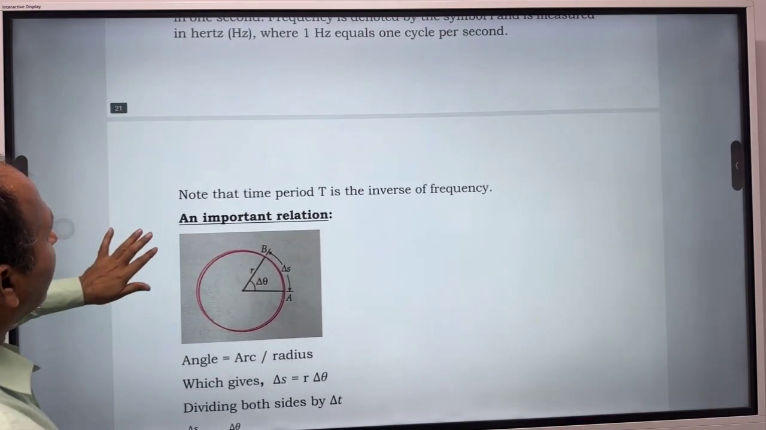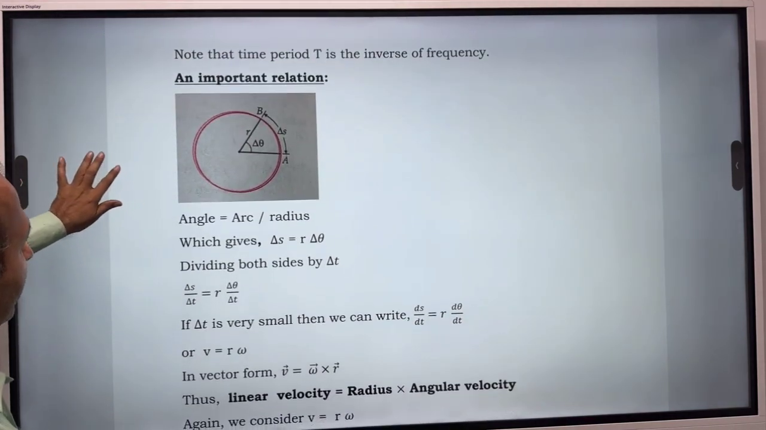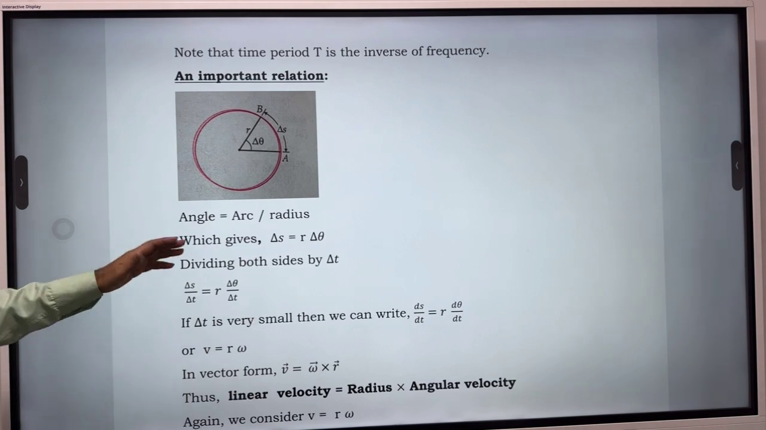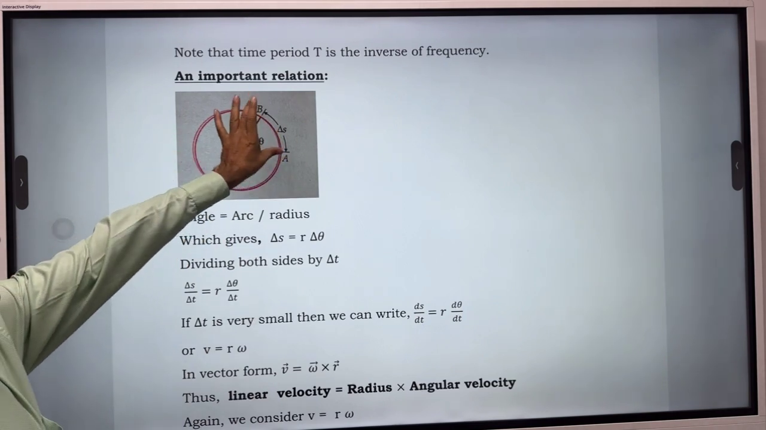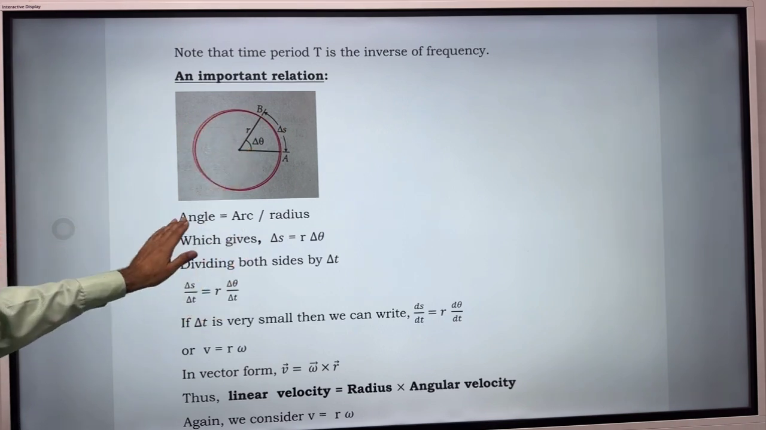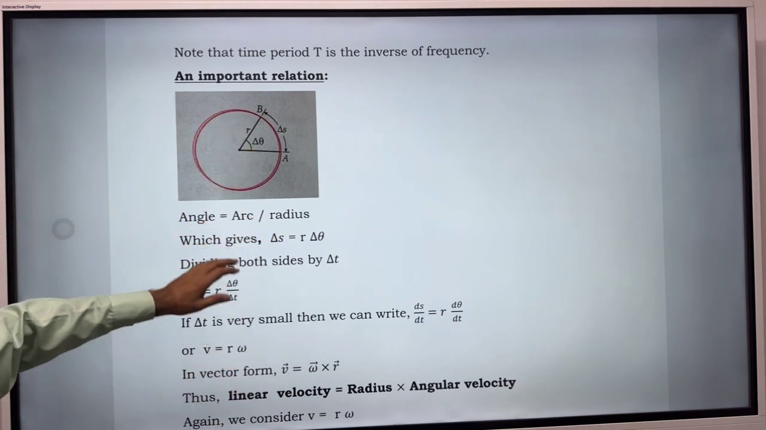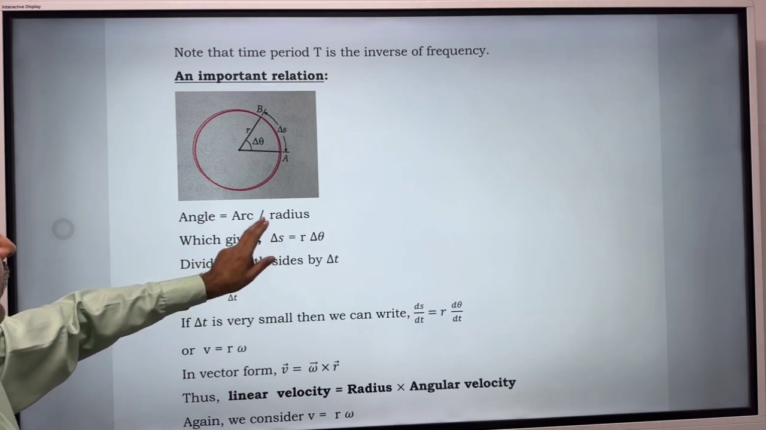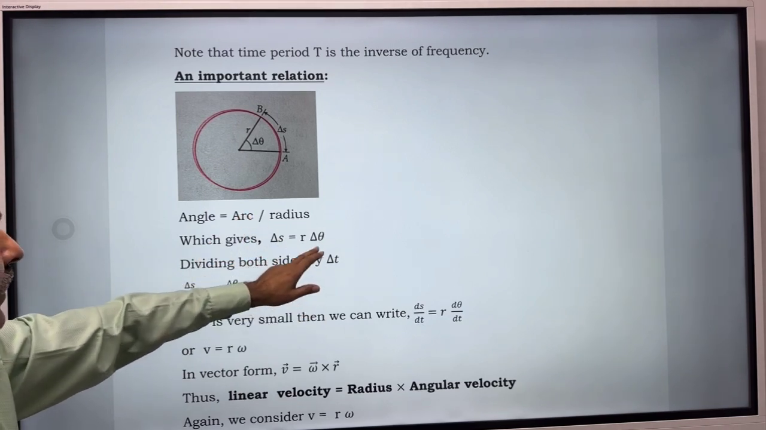Then here is one relation, same thing as I told you. If this is arc, this is radius, this is angle moved, so angle equals arc upon radius, that is, here delta s is arc equal to r times delta theta.